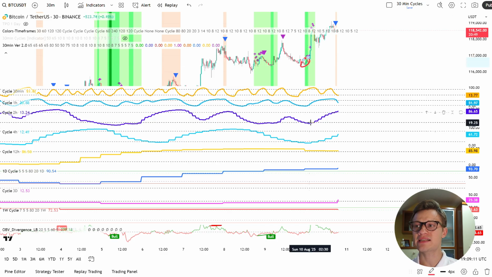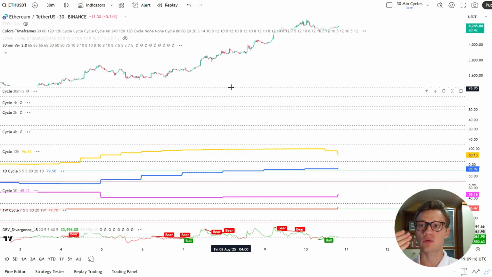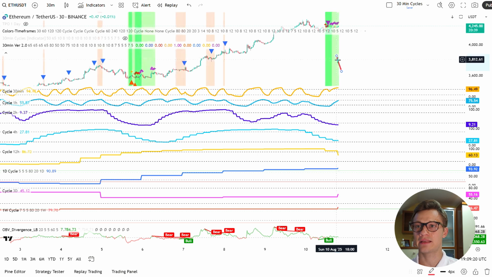Why did we see this green flag? Because the 2-hour cycle went down and the 4-hour cycle went down. Now we're talking about Bitcoin right here, okay? Let's switch to Ethereum. All these cycle indicators work on every single coin, okay? But we want to analyze Ethereum right now.